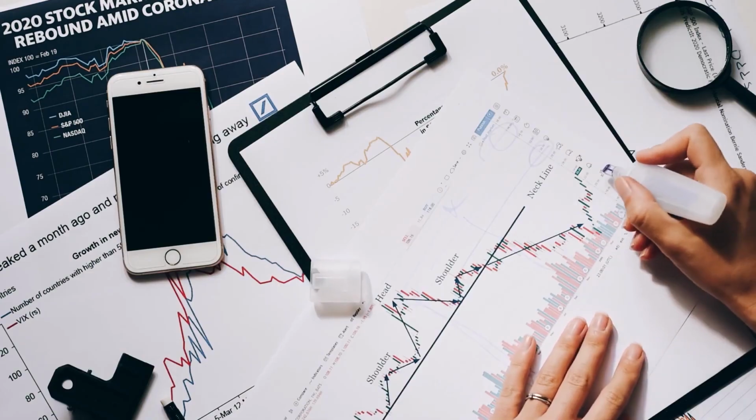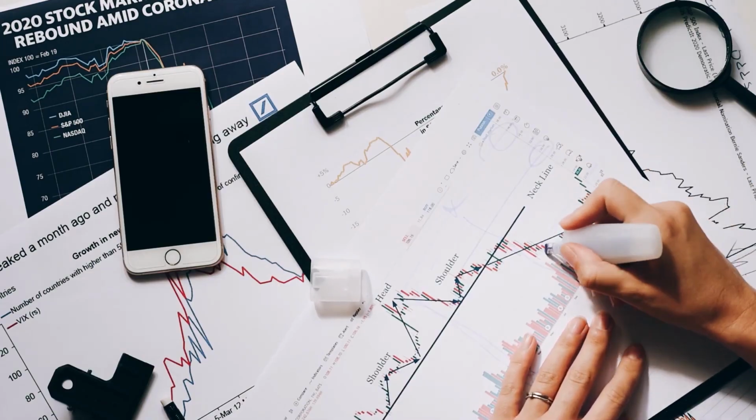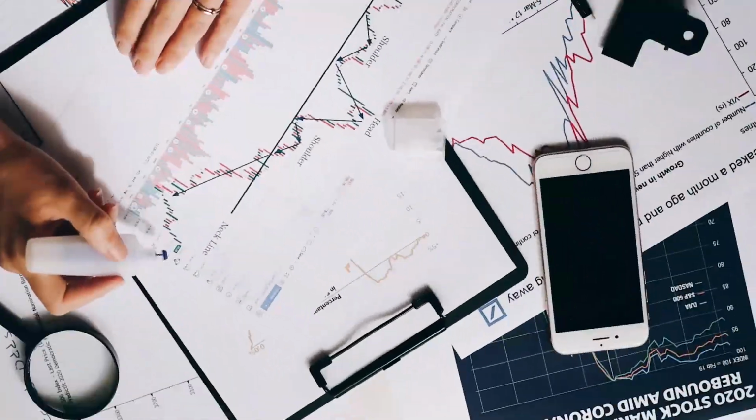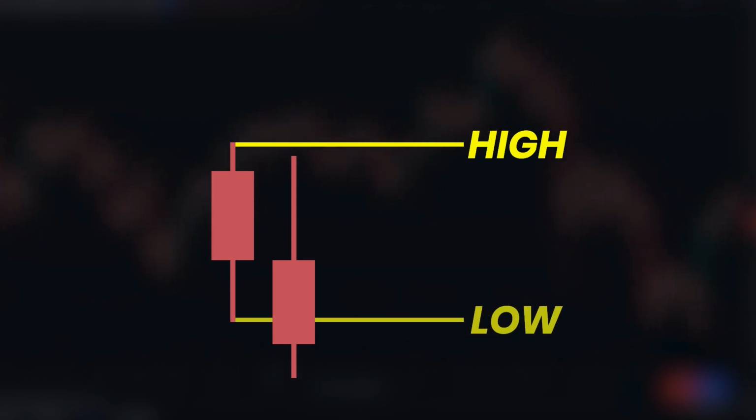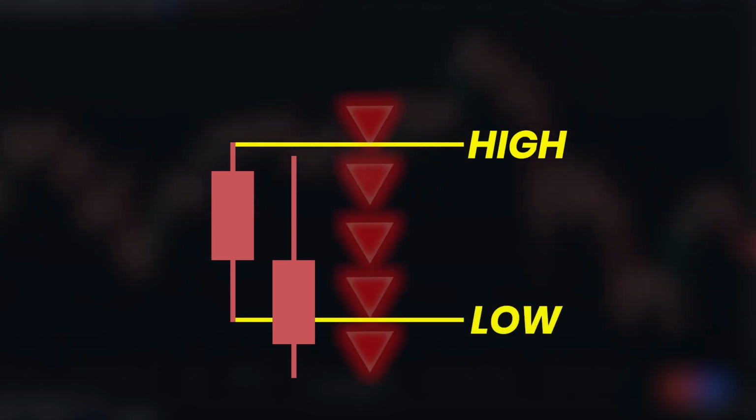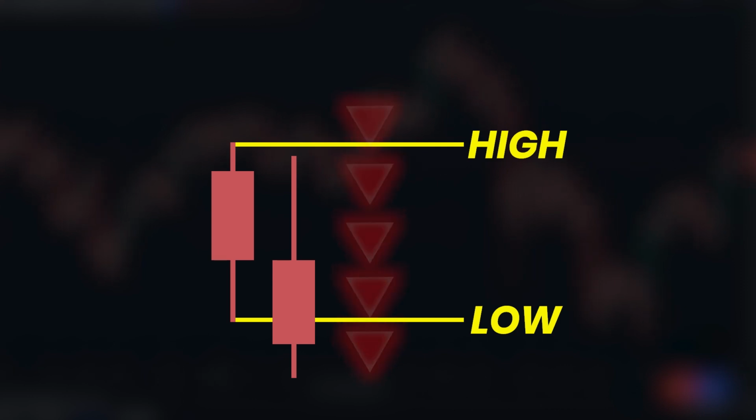Bearish bias. For bearish bias, it's the same concept but flipped upside down. Let's say your first candle is a red candle and the next candle closes below the low of the first candle. We have a bearish bias and we can expect a bearish day.